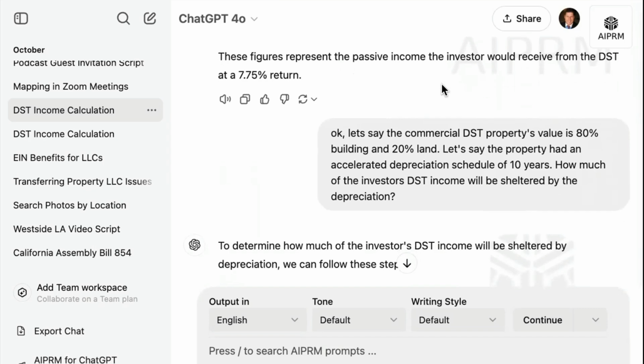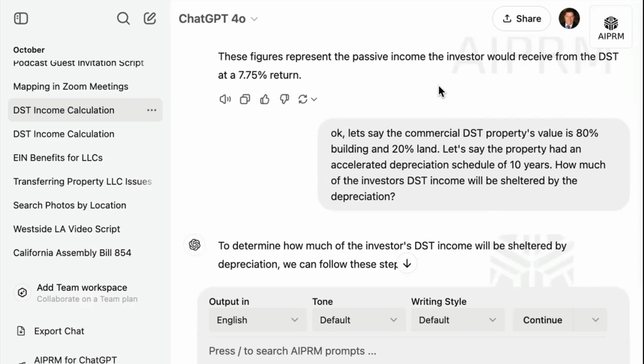Now, there's another great aspect to DSTs, and that's the tax advantages. Most DST sponsors, when they acquire a property, do something called cost segregation. I'm not going to go into cost segregation right now. I might do it at the end of this video if I have time, but basically what cost segregation does is shrink the depreciation schedule from about 37 years down to 10 years.